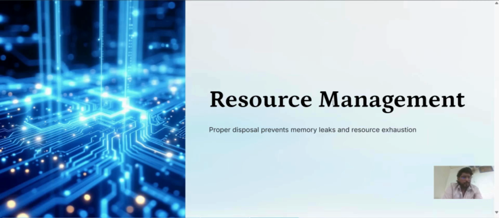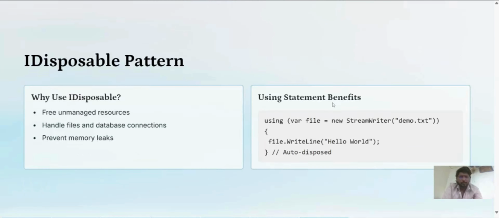Resource management. What is the purpose of resource management? It is used to prevent memory leaks and resource exhaustion. About resource management, we are going to discuss the IDisposable pattern. Why do we use IDisposable? Most of the time everyone uses it, but no one knows why. It frees unmanaged resources, handles files and database connections, and prevents memory leaks. These are the reasons we use the IDisposable pattern.